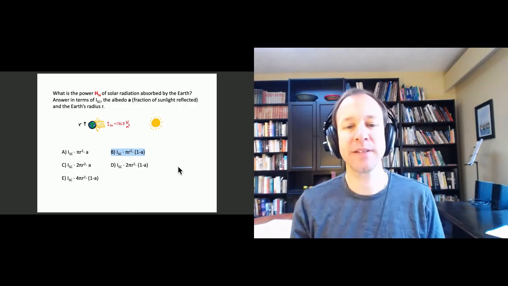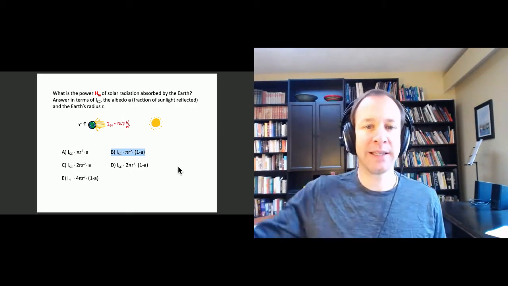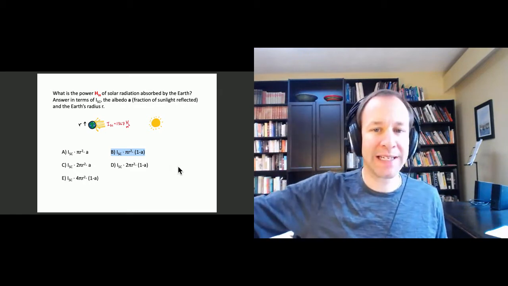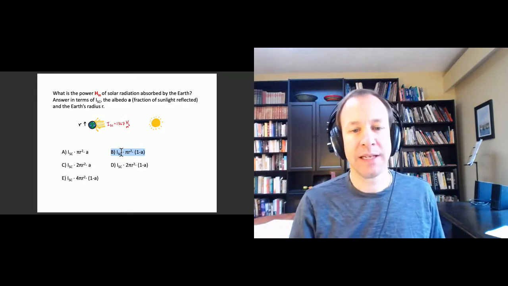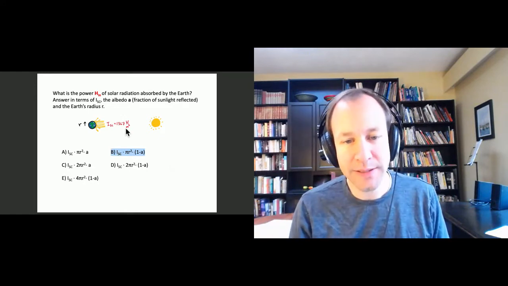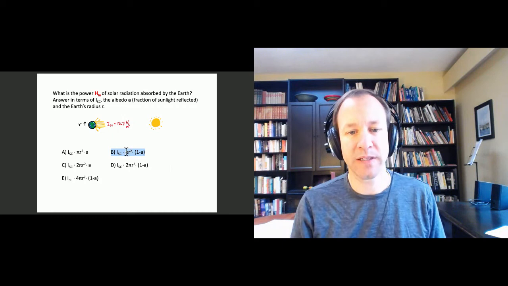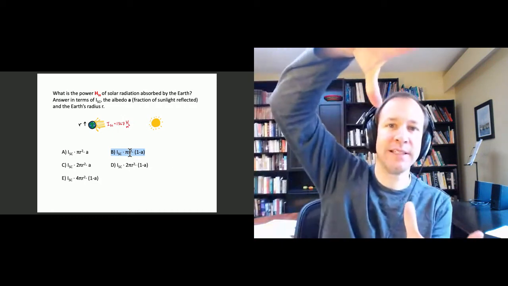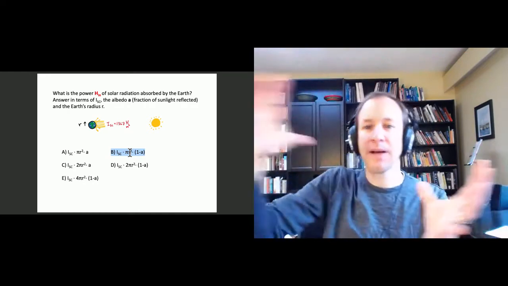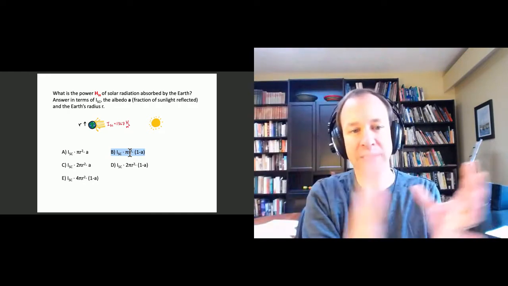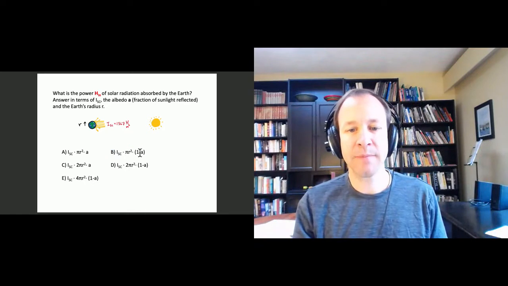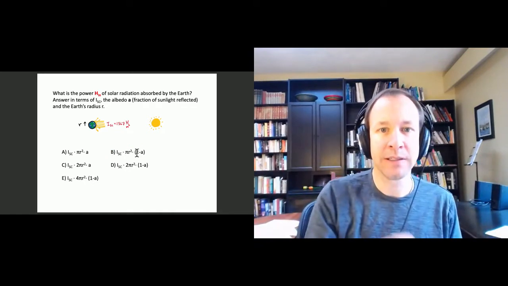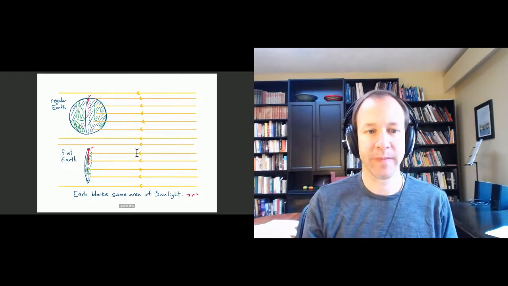So the answer to this question is that H in, the total power of solar radiation absorbed by the Earth, is equal to the solar constant, 1367 watts per meter squared, multiplied by the area of the disk, the area of sunlight blocked off by the Earth, and then times 1 minus A, which is the fraction that actually makes it through to the surface and is absorbed.